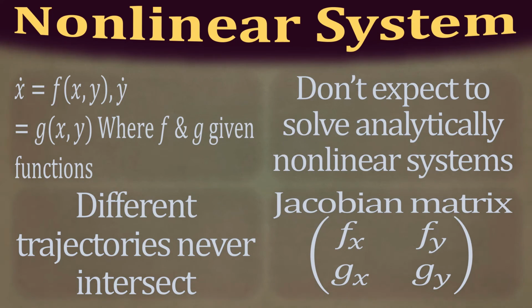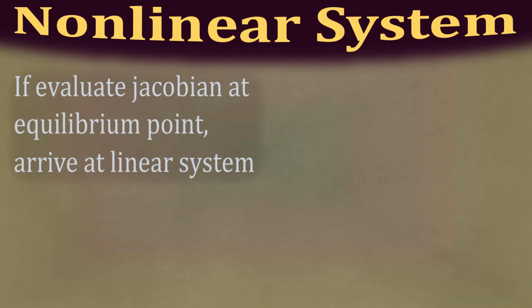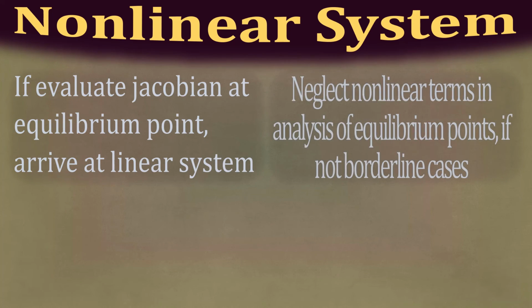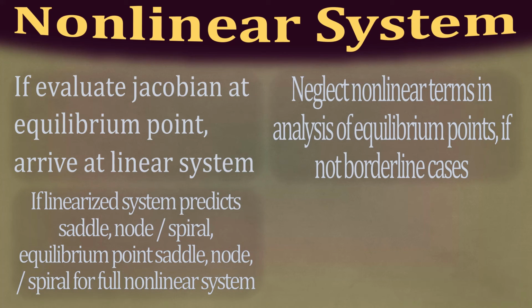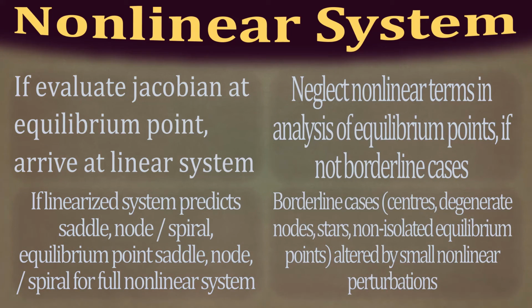If we evaluate the Jacobian at an equilibrium point, we arrive at a linear system. We can neglect the nonlinear terms in the analysis of the equilibrium points if they are not borderline cases. In other words, if the linearized system predicts a saddle, node, or spiral, then the equilibrium point is a saddle, node, or spiral for the full nonlinear system. However, the borderline cases, i.e. centers, degenerate nodes, stars, and non-isolated equilibrium points, can be altered by small nonlinear perturbations.